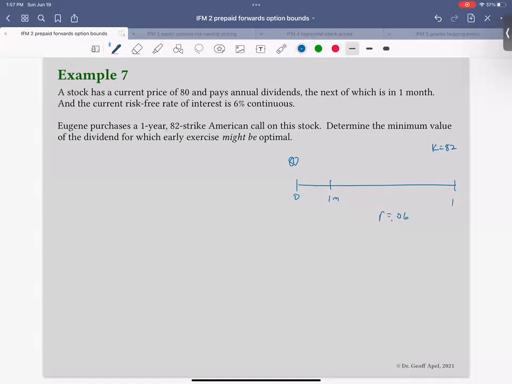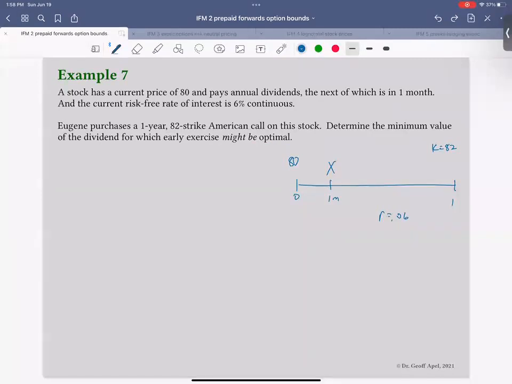Not where it is optimal, because they didn't tell us anything about some implicit put here. So I've got that the dividend is just X. The best I can do is ask when it might be optimal, but I need to know how low that dividend could be for me to still have some hope. So we're going to do two things here. It's a call, so it might be optimal if the dividends are more than the K being paid early.